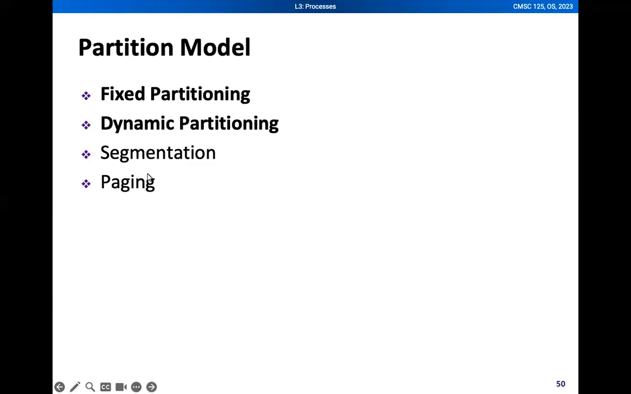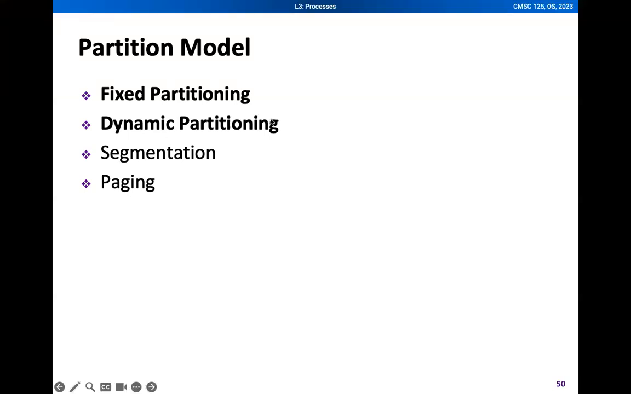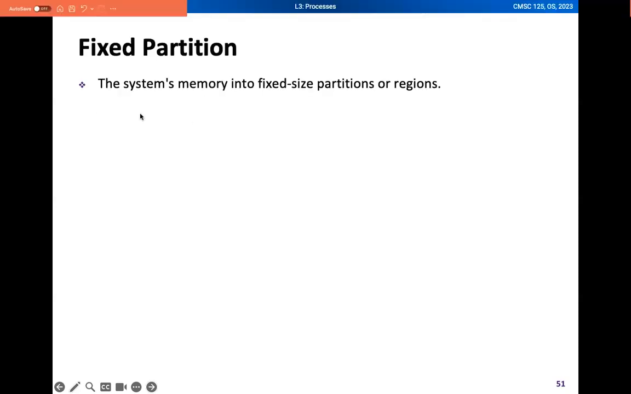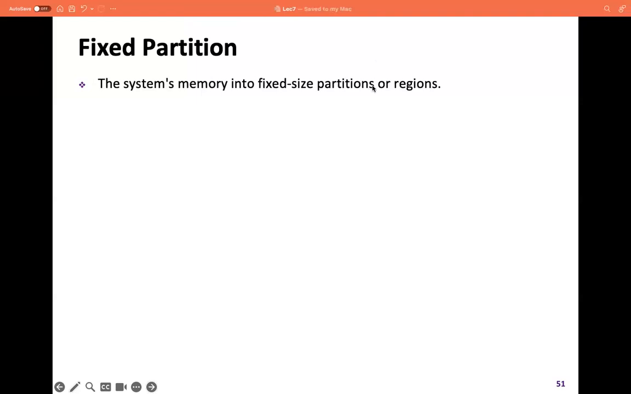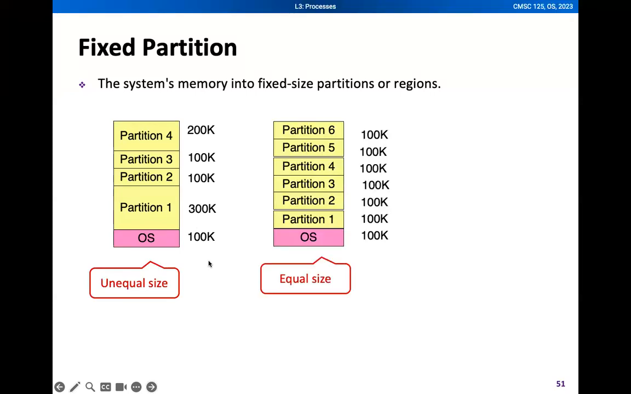Hello everyone, in this video I am going to discuss the differences between fixed partitioning and dynamic partitioning in memory management in operating systems. So let us start with the fixed partition. Fixed partitioning involves dividing the system's memory into fixed size partitions or regions. They can be of equal size or of unequal size.